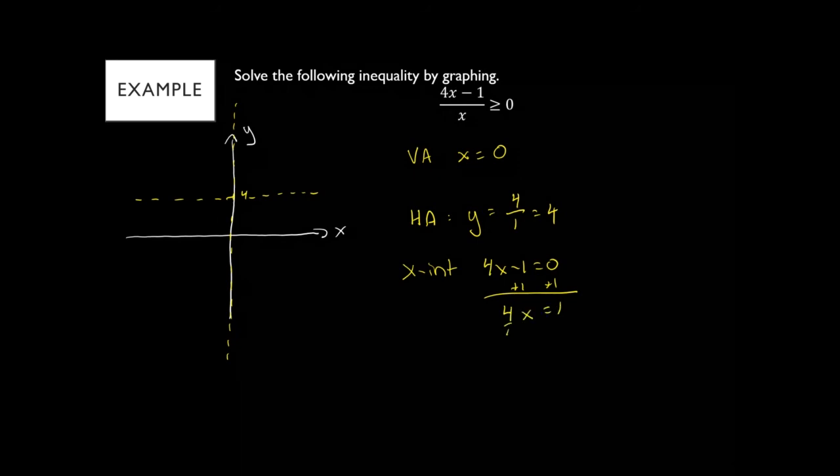4x equals 1. Divide both sides by 4. We get x equals 1/4. So I'm going to put it right about there. I'm just kind of eyeballing it. It's just a sketch here.